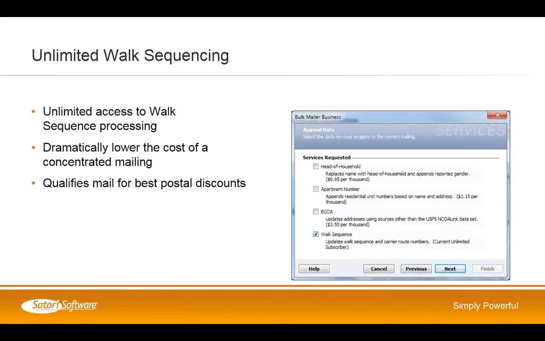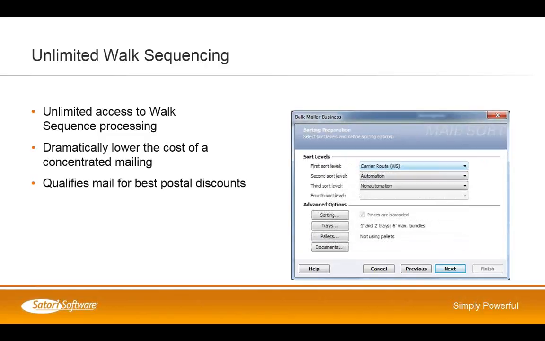Yep. So the walk sequence add-on, or the walk sequence feature, is available in the data services section of Bulk Mailer, and once you have that add-on added to your account on our end, you'll see that there's no actual credit cost for walk sequence processing within Bulk Mailer. After you've selected the walk sequence, you'll want to select the carrier route walk sequence sort level when you're doing your processing, just to make sure that you can achieve those discounts. It just tells the sort engine to prepare for that sort level.